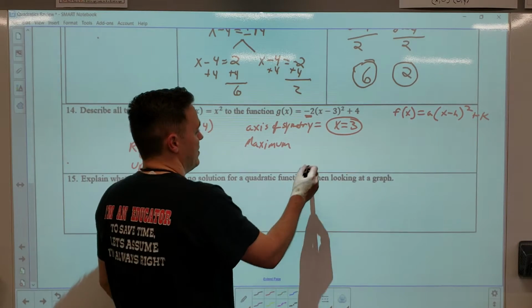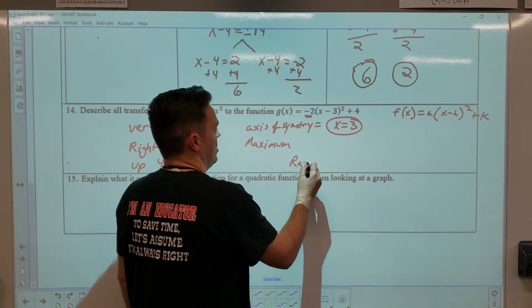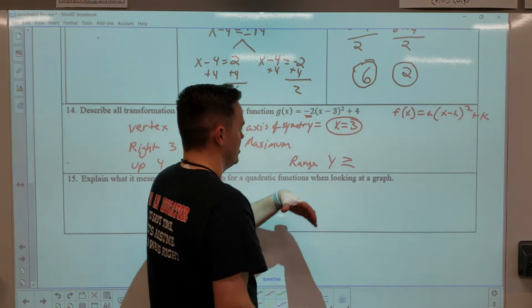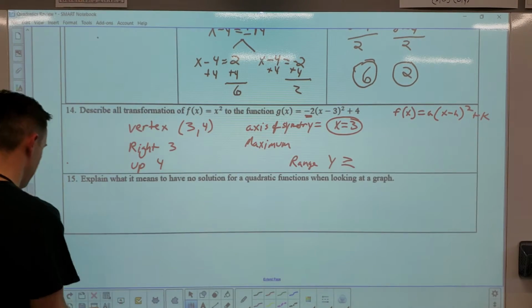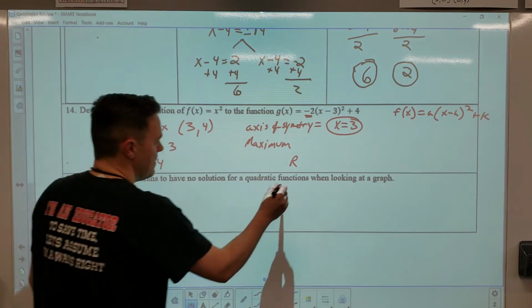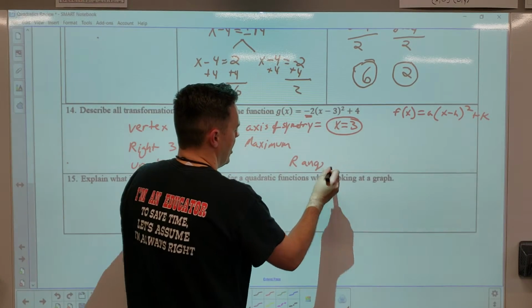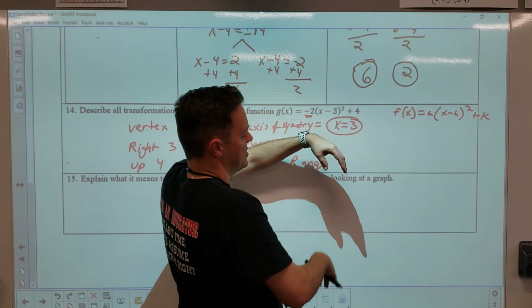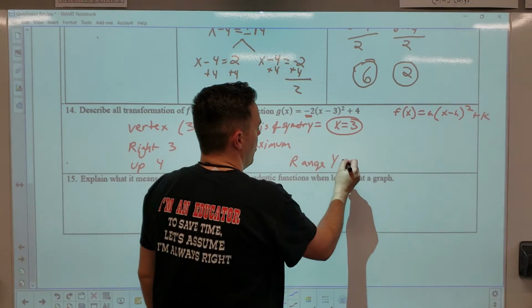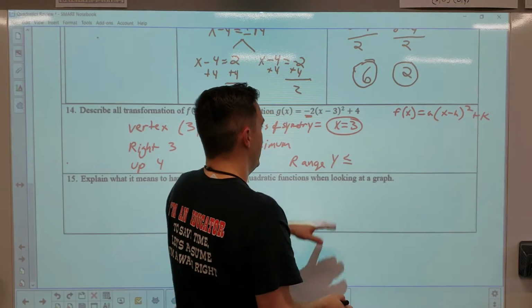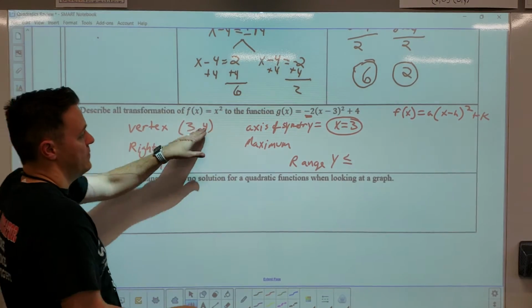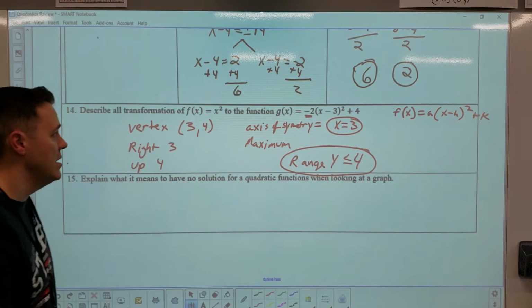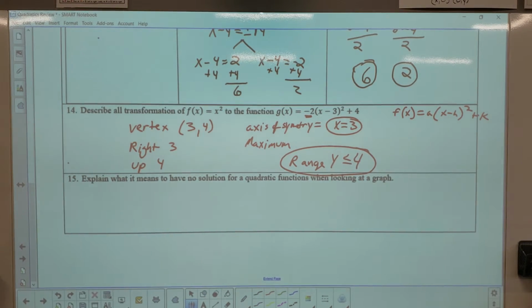And so in that case, my range is actually going to be y is greater than or equal, since it's a maximum. That's not right. All right, if it's a maximum, it's sitting like this. That means this point's going to be the highest and every value is going to be under it. So I do know it's going to be y less than or equal to 4, and it's going this way. And then my vertex is 3, 4. I know that as well. Okay, that's the kind of stuff I need to make sure you guys can understand.